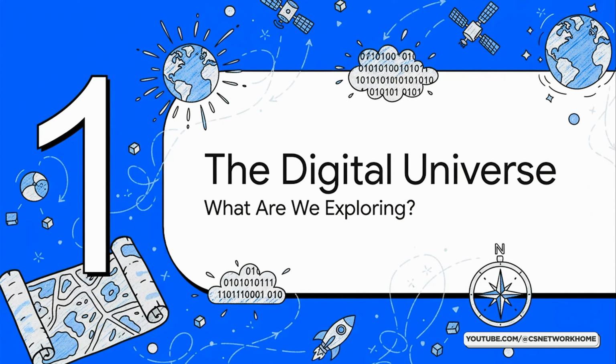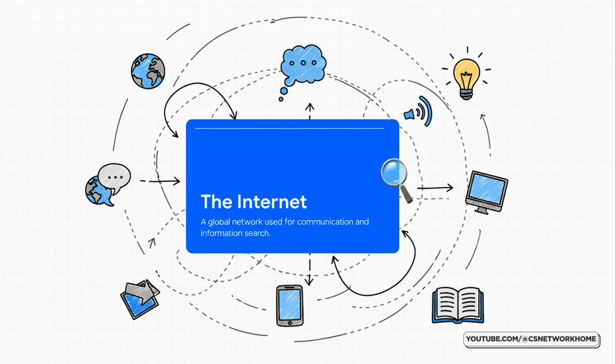All right, first things first. Any good explorer needs to get their bearings, right? So before we just jump in, let's take a quick look around and understand the landscape. What exactly is this digital universe that we're about to dive into? At its heart, the internet is basically a giant worldwide network that connects billions of computers and other gadgets. Think of it like a massive digital nervous system for the whole planet.